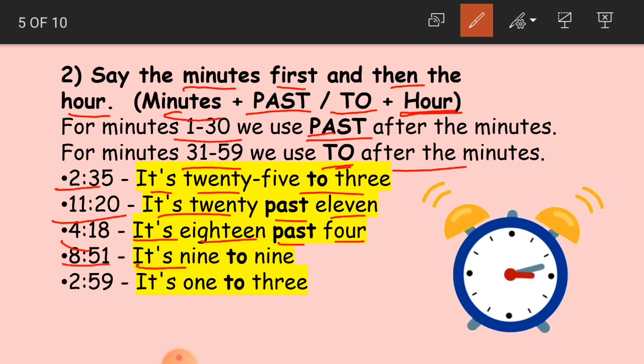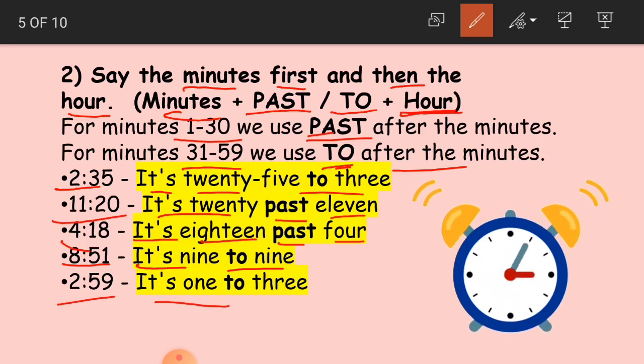8:51, it's 9 to 9. So 9 minutes are remaining to reach 9. Okay, now 2:59, it's 1 to 3. See, only just 1 minute, it's 1 to 3.